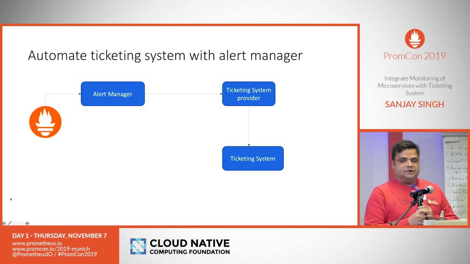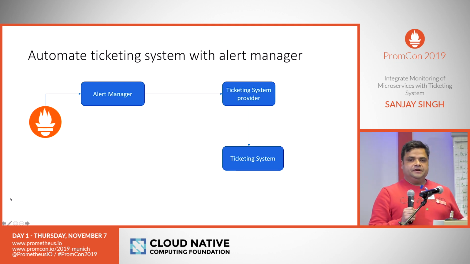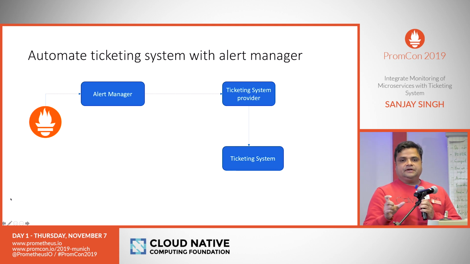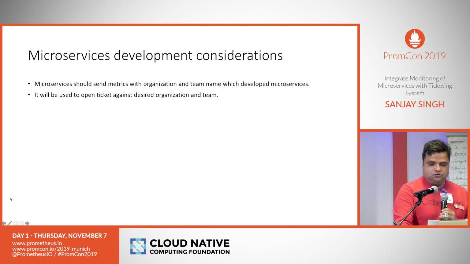But still the challenge was that there are 10 to 20 teams in the internal system, so how do we make sure that the ticketing system opens the ticket for the particular team? For that, in the microservices development, we defined that the metrics should have the organization and team name. So the ticket is opened with the team name, and the team will immediately start working on the issue.